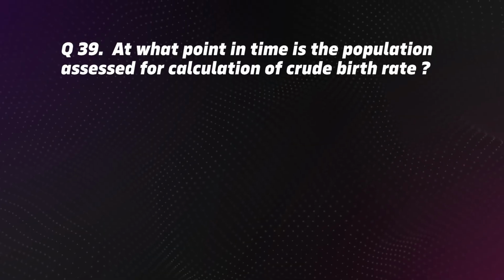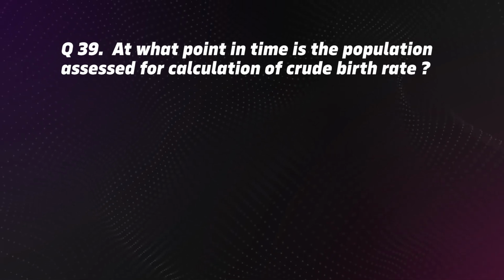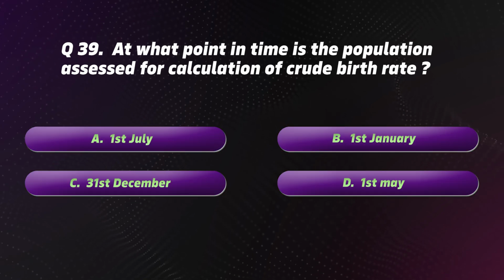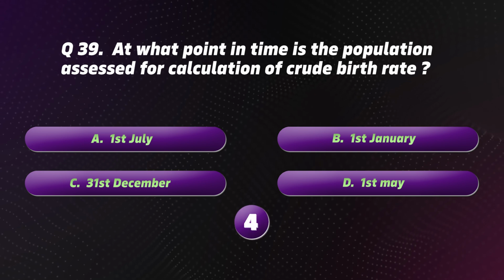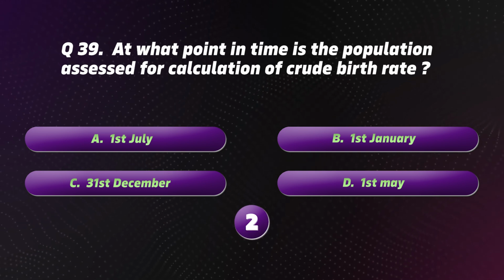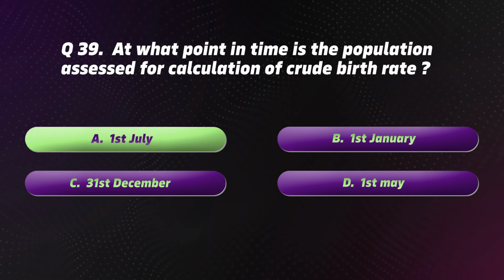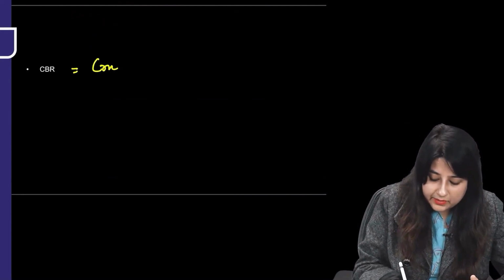Question 39. At what point in time is the population assessed for the calculation of the crude birth rate? Here are the options. A. 1st July. B. 1st January. C. 31st December. D. 1st May. And the correct option is A. 1st July. Here is the explanation. Crude birth rate, everybody. What is it?